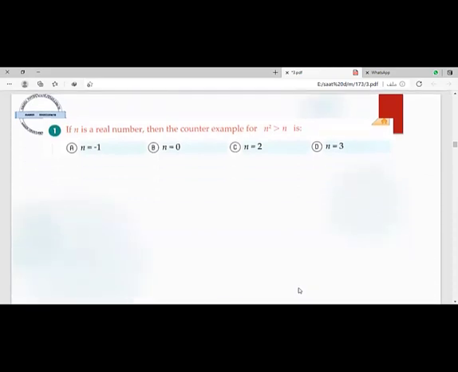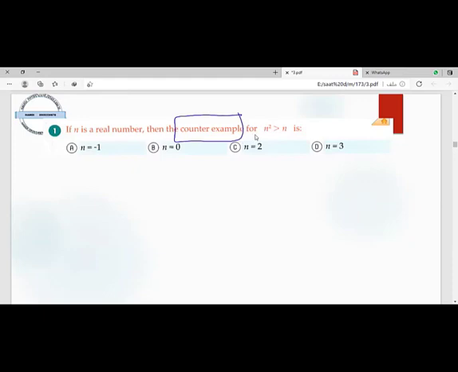The first question: if n is a real number, then find a counterexample of n squared greater than n. Yes, we give an example like this: n squared greater than n. Here we require a counterexample. Put a number whose square is not greater than n.